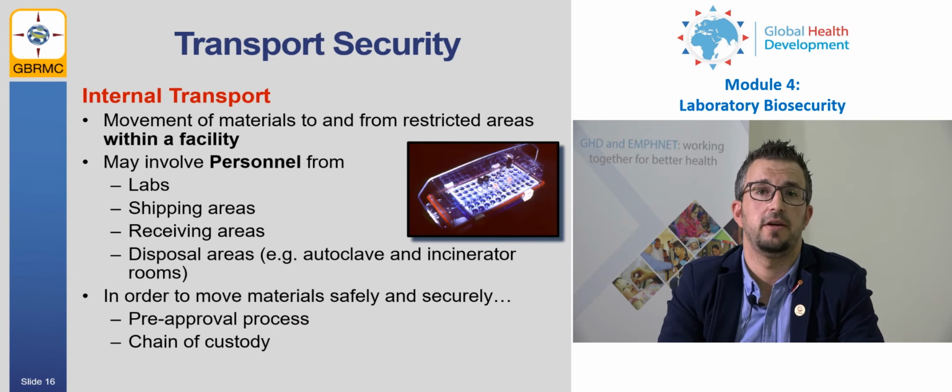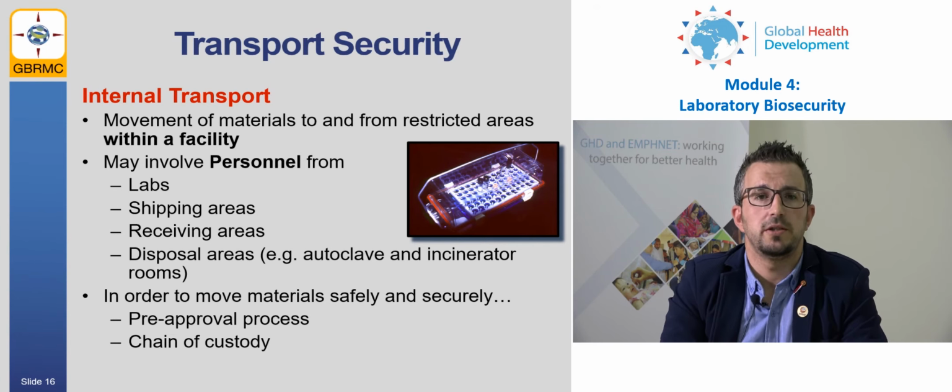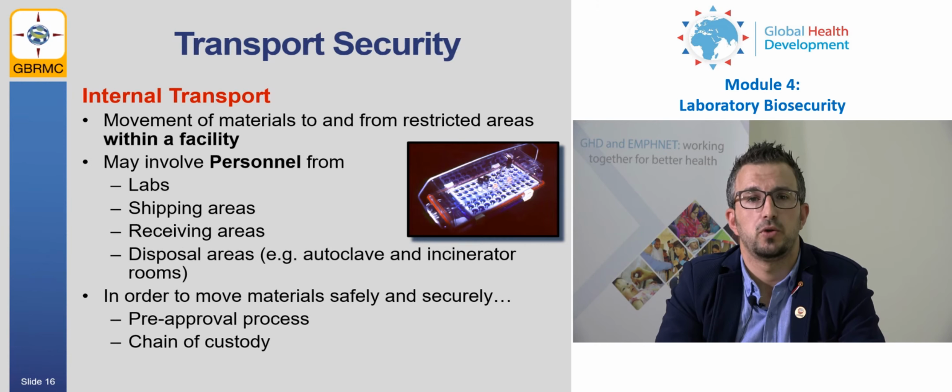The first one is the internal transportation. And this is from laboratory to another laboratory. This should determine which laboratory we will ensure for the shipping, where the receiver area is, and what type of employees will be responsible for this material. And we should also arrange the disposal, like autoclave and incinerator rooms. Before internal transportation, we should have a pre-approval process and also chain of custody. And this is very important to track our shipment from our laboratory to another laboratory.